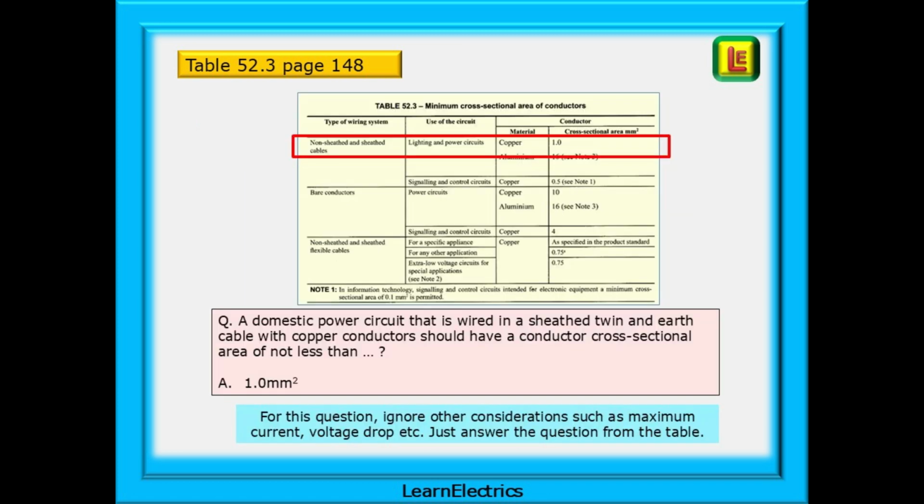A typical exam question might be: a domestic power circuit that is wired in a sheathed twin-earth cable with copper conductors should have a conductor cross-sectional area of not less than, and the answer is 1 square millimeter. As already mentioned, for this question, ignore other considerations such as maximum current, voltage drop, etc. Just answer the question from the table.